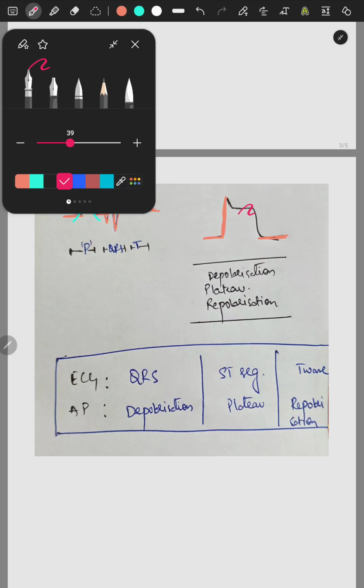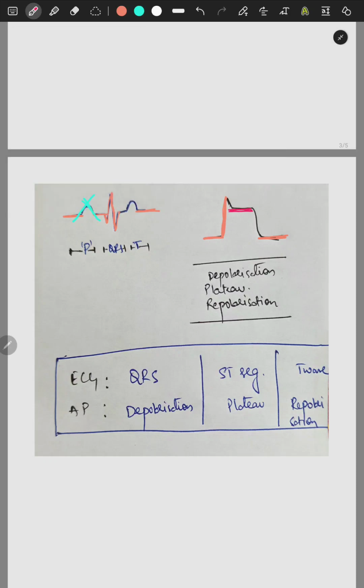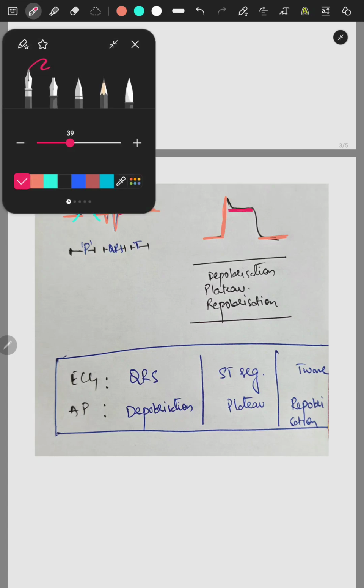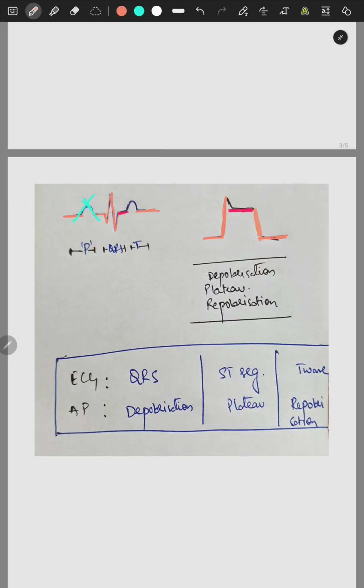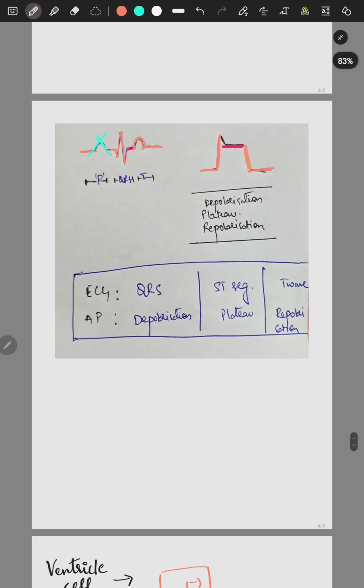and then we have the plateau phase or phase 2, that is the ST segment. And after ST segment, phase 3 is the T wave. So from this we realize QRS in ECG is the depolarization phase of action potential. ST segment of ECG is the plateau phase of the action potential, and T wave in the ECG is the repolarization phase in the action potential.